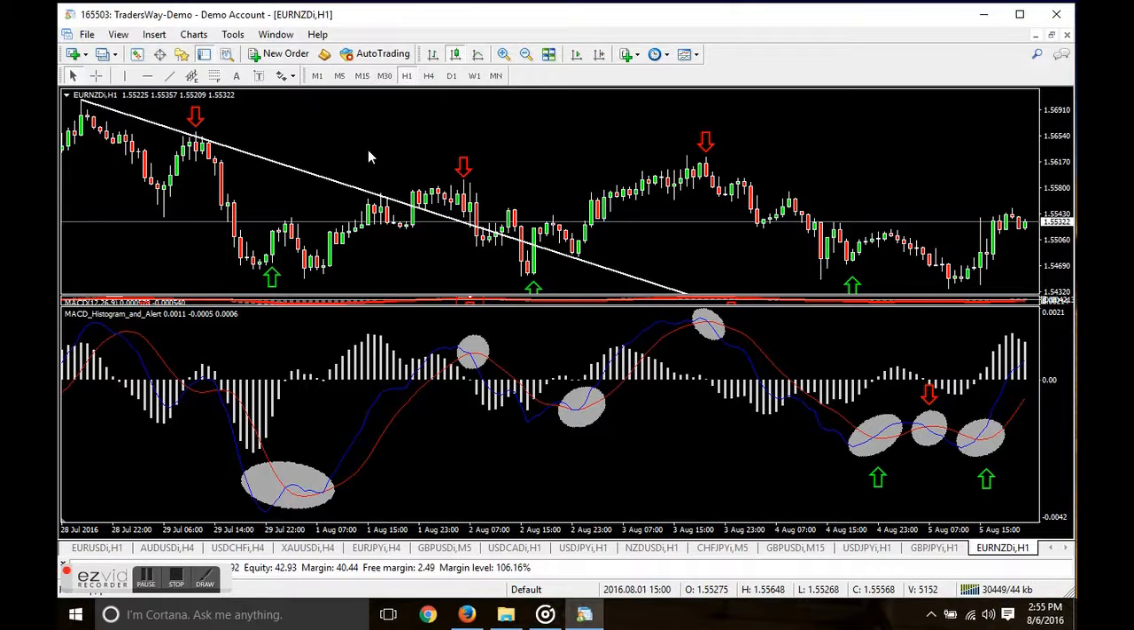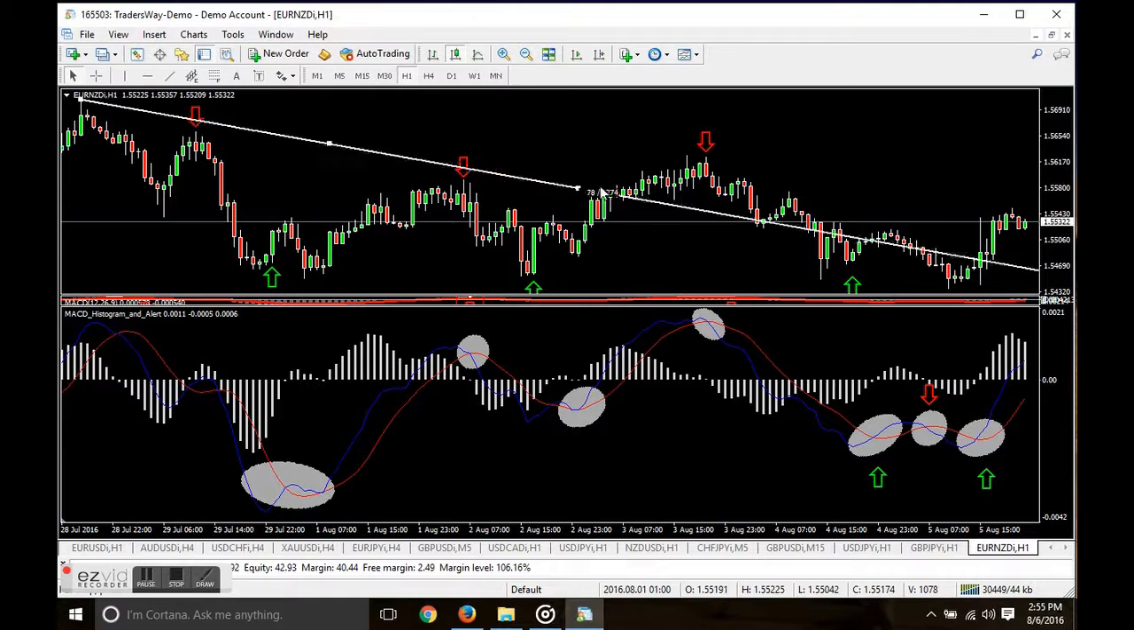MACD is a leading indicator. Stochastic is a lagging indicator. Leading meaning it gives you signals prior to the move.